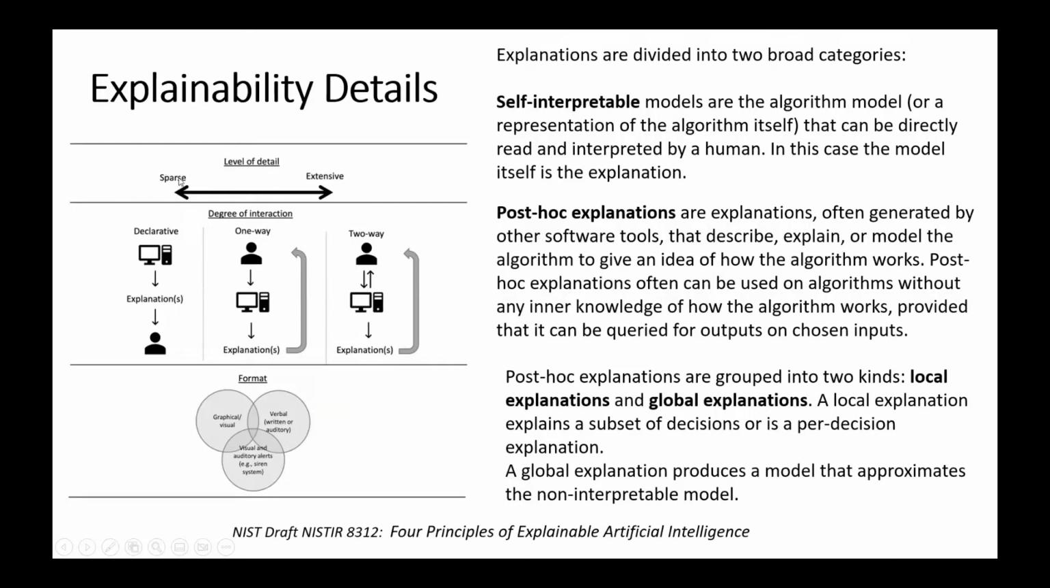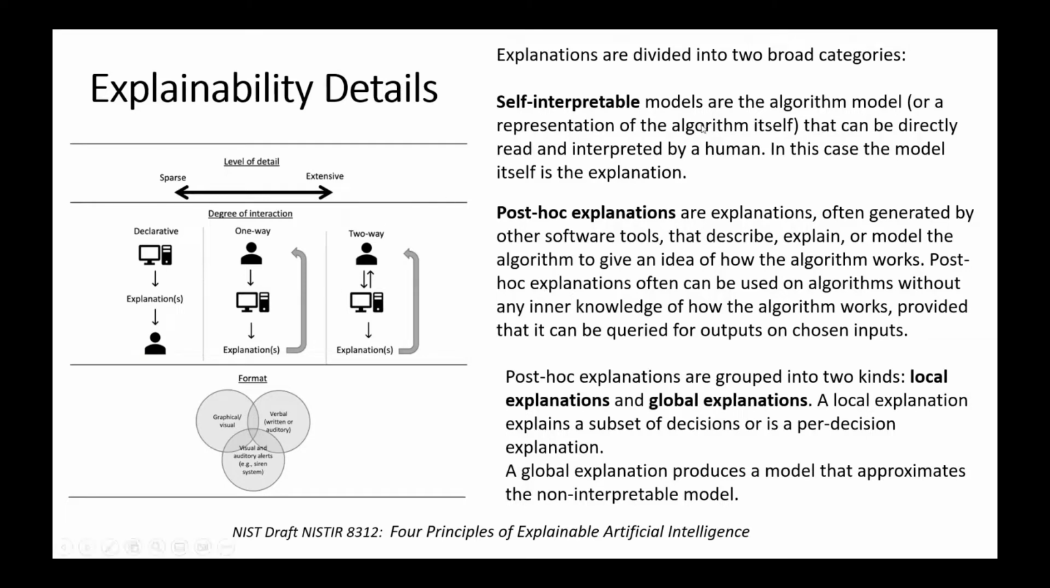So the explainability details can be in a sparse way, or it can be intensive as you provide the details. In other words, it can be one way, a declarative explanation, fixed and inbuilt, and it can also involve continuous interaction of question and answer. That's a better way of providing explanation details. And those can be provided in different formats: graphical or visual, or verbal, written, auditory, sometimes a voice answer, or auditory alerts, like giving a siren or a sign that the blood pressure level is high.